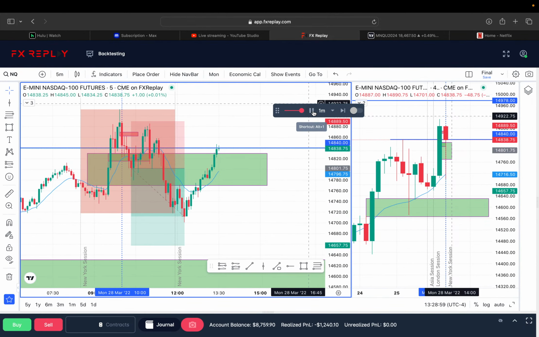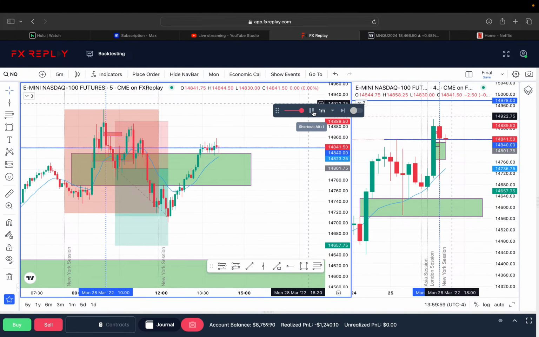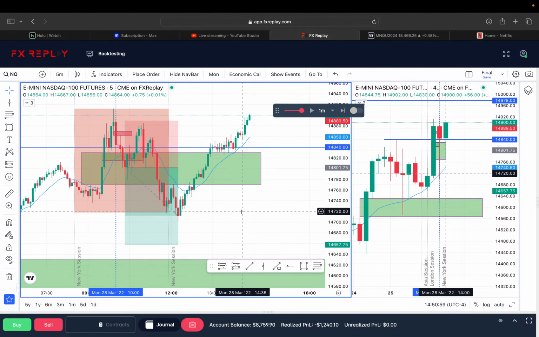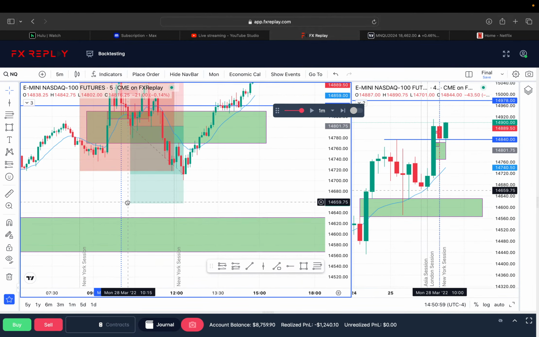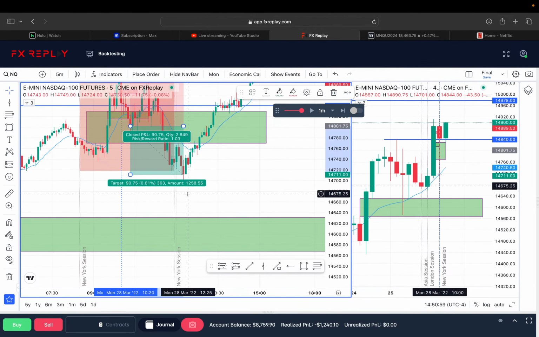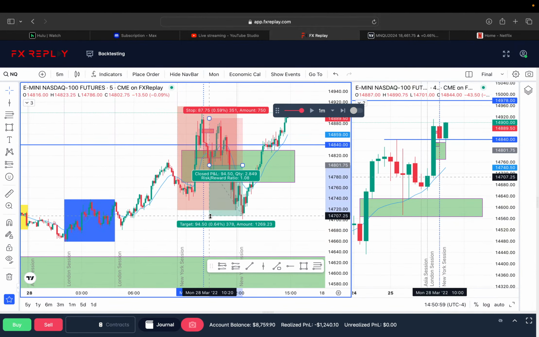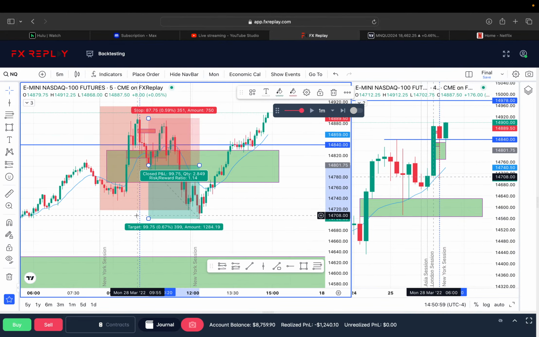Does it finally go against us? Yes, okay. So this was a day where you just would have taken your profit here. That's not even a really good risk reward, honestly. But it did go to a liquidity point. It swept this one, which are equal lows right here.